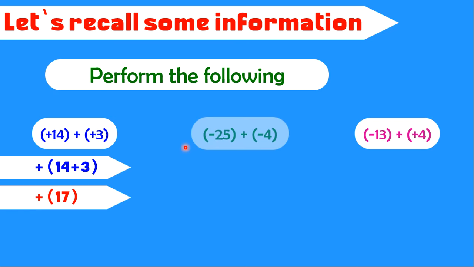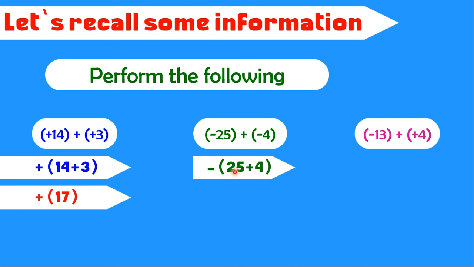Let's move to this. We have a negative sign number added to a negative sign number. We put the negative sign, then we add both numbers. It will give us minus 29.